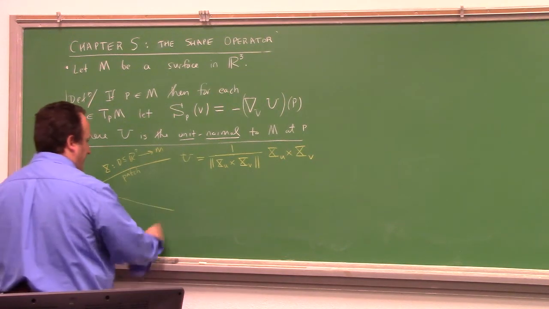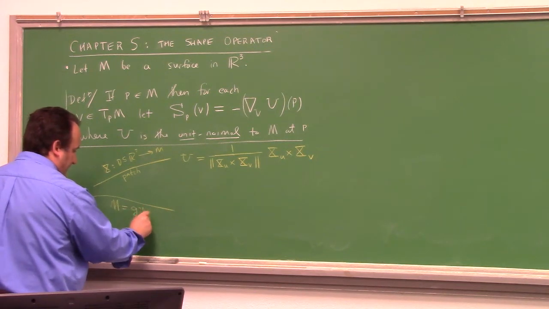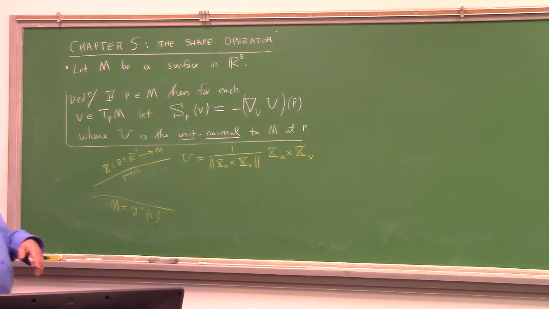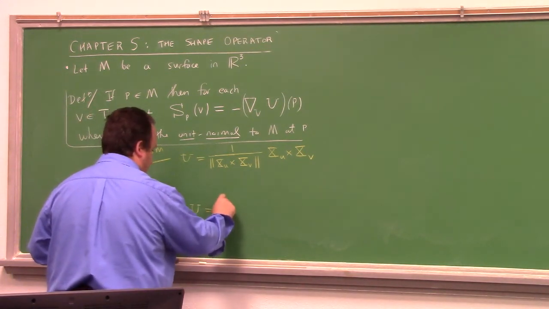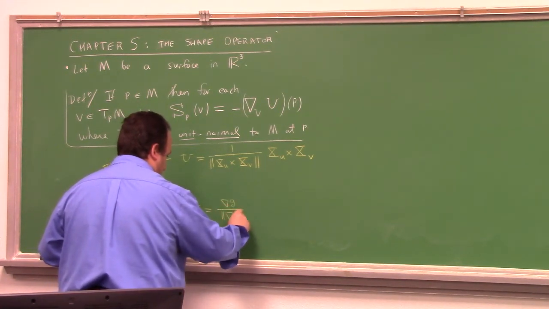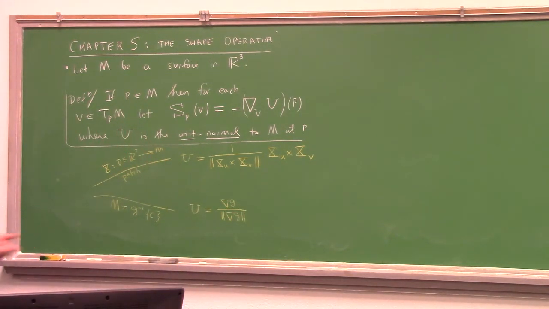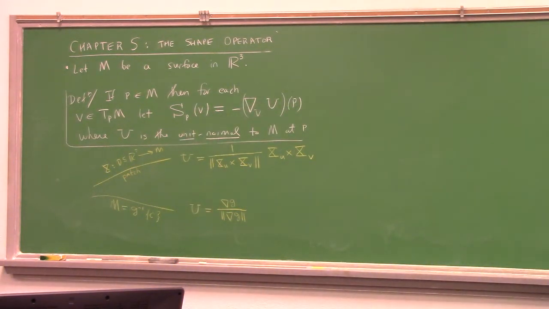What's the other way we can look at it? How about this? M is equal to G inverse of some constant, right? Like if M is a level surface, what's the unit normal? How about we do the gradient of G divided by the length of the gradient of G, right? That would describe the unit normal from the other viewpoint. These are the two calculational techniques we have to calculate unit normals to a surface.